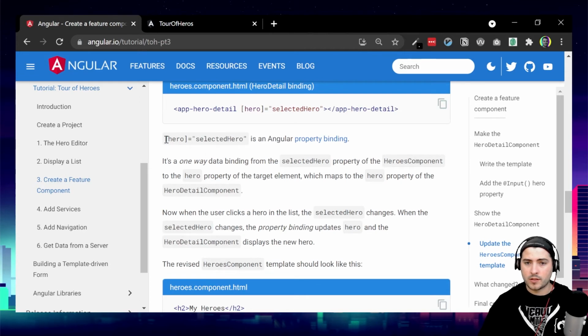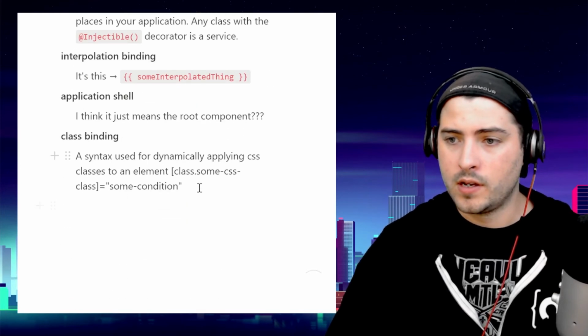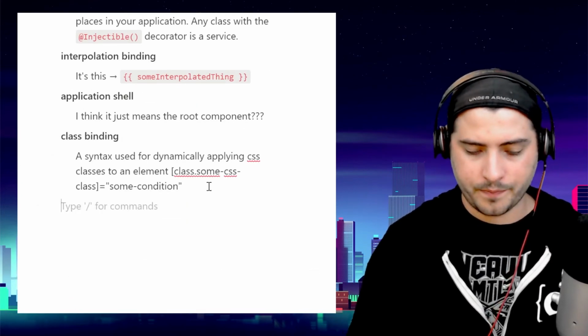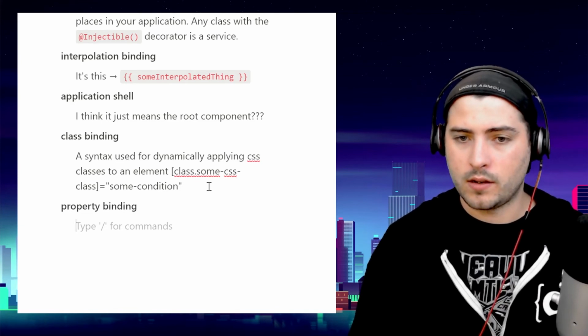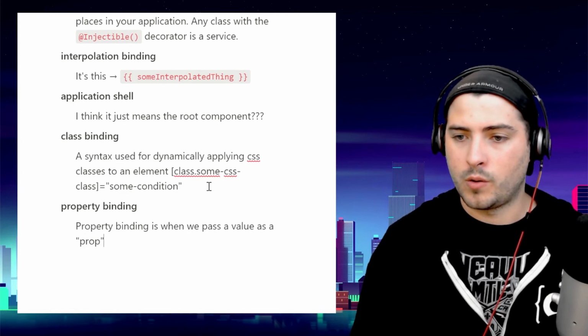And so yeah, this whole thing is what we call an Angular property binding. I'm gonna take note of that just to make sure I am keeping track of Angular terminology. So if we go here, property binding. Property binding is when we pass a value as a quote unquote prop from one component to another.